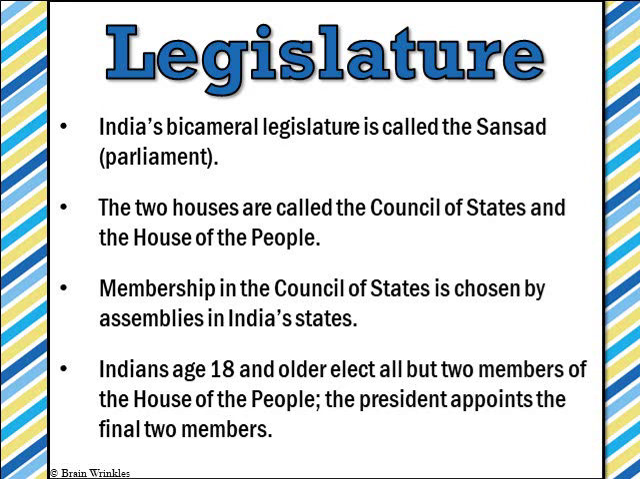Membership in the Council of States is chosen by assemblies in India's states. Indians age 18 and older elect all but two members of the House of the People. The President appoints the final two members.